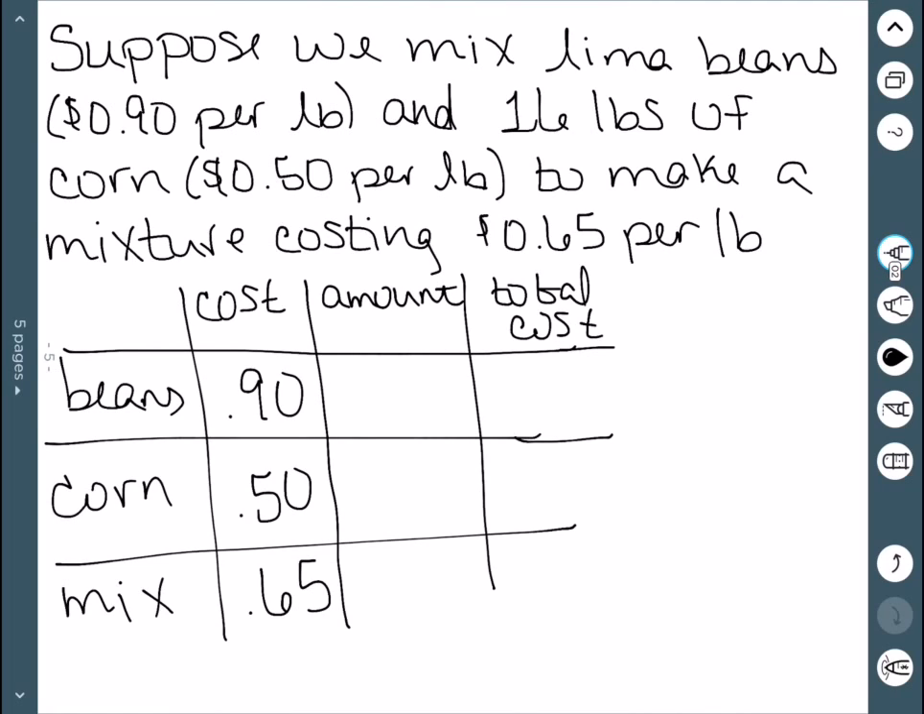We also know that we have 16 pounds of corn, and ultimately our goal is to figure out how many lima beans we need to mix in. So we'll call that X. Since we're mixing these, our total at the bottom is 16 plus X.